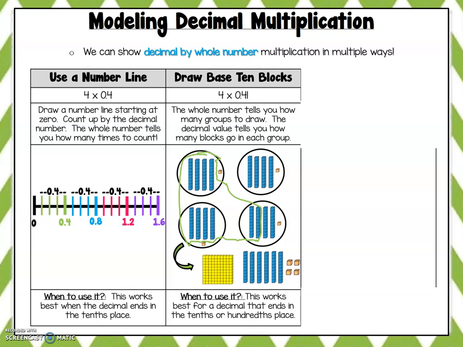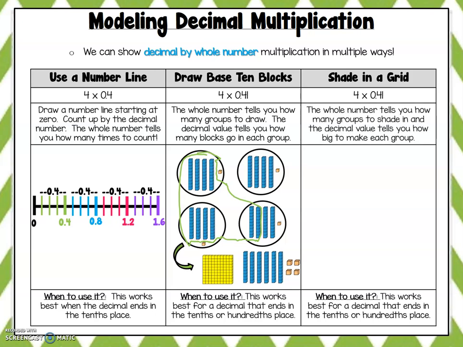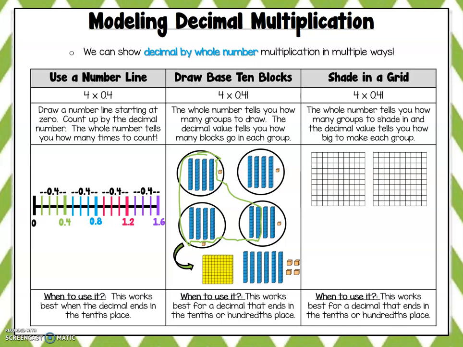Let's take a look at one more whole number by decimal strategy, and that's to shade in grids. This is another strategy that works best for decimals that end in tenths and hundredths. So I'm going to still use the question 4 times 41/100ths as our example. And again, the whole number is going to tell us how many groups we need to shade in, and the decimal factor tells us how big each group should be. So in this particular example, I have 4 groups of 41/100ths. So my first group of 41/100ths I can show by shading in 4 long rows and 1 small cube.